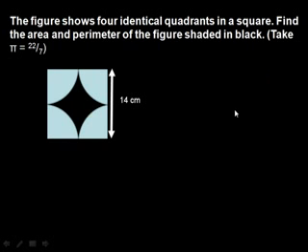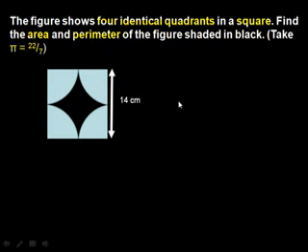Let's take a look at another example. The figure shows 4 identical quadrants in a square. Find the area and perimeter of the figure shaded in black. Take pi to be 22 over 7. So now, there are 4 identical quadrants and we have a square. These quadrants are found inside a square. We are supposed to find the area and the perimeter of the black portion. Pi is 22 over 7.